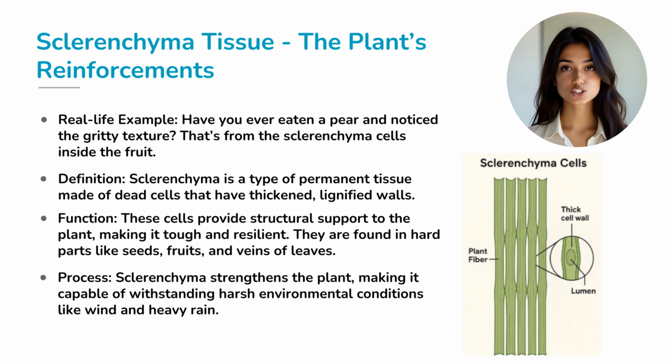Let's now focus on sclerenchyma, a tissue that adds strength and support to the plant. Imagine the hard shell of a nut. Inside that shell is sclerenchyma. These cells have thick, lignified walls and are dead at maturity, but they help provide the plant with toughness and rigidity. You can find sclerenchyma in areas like seed coats and the veins of leaves, where they protect and support the plant from the outside. These cells act like the backbone of the plant, providing the necessary support to keep it upright and resistant to environmental stresses. Isn't it amazing how plants use such specialized cells to strengthen themselves?